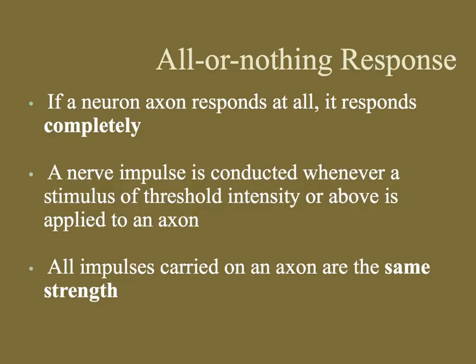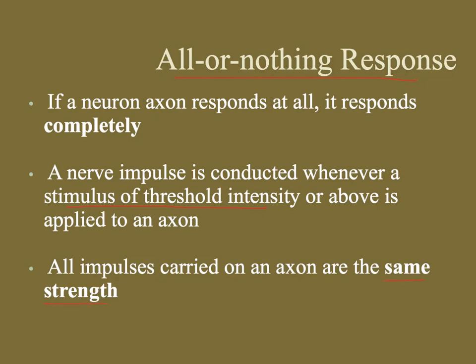As you saw with muscle cells, nervous impulses are all or nothing. If a neuron is going to respond at all, it's going to respond completely. And as soon as that stimulus of the threshold intensity or threshold potential is reached, then you will have an action potential. The impulse carried down the axon always has the same strength.